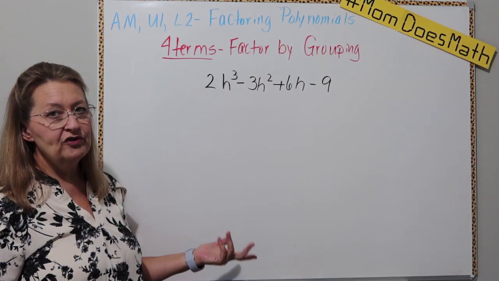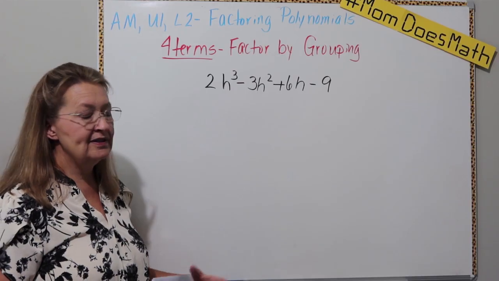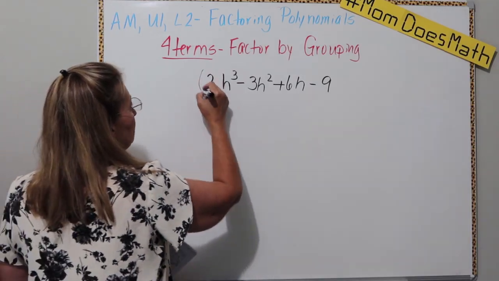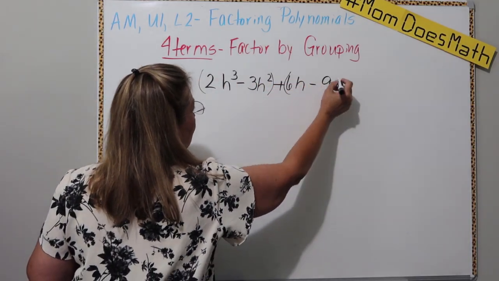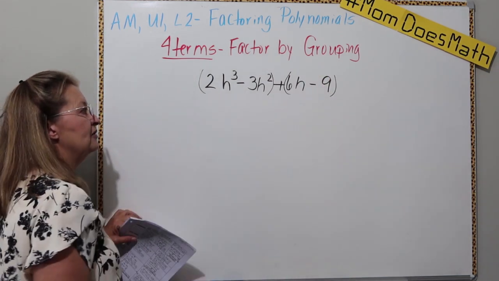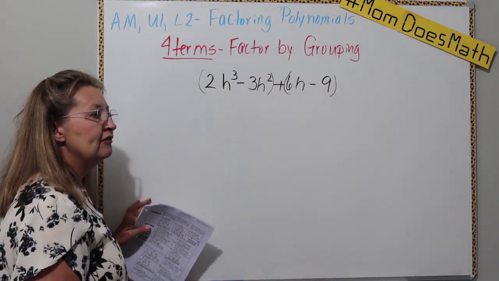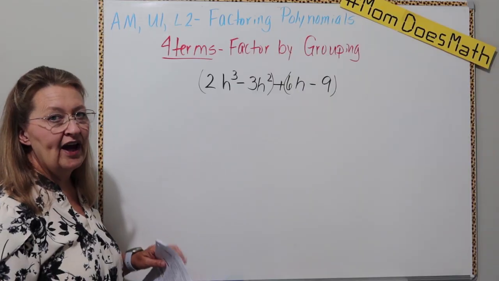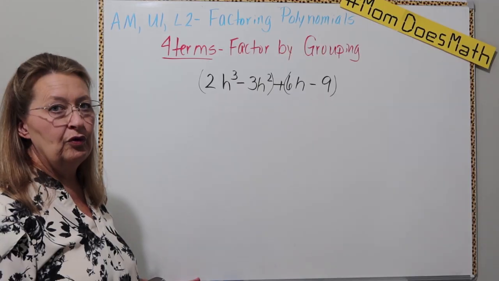Well, how do you group? What's a grouping symbol? Parentheses. So what you're going to do is group these 2 and 2. Just group the first 2 together and the second 2 together. And then you're going to factor out a greatest common factor from each group.